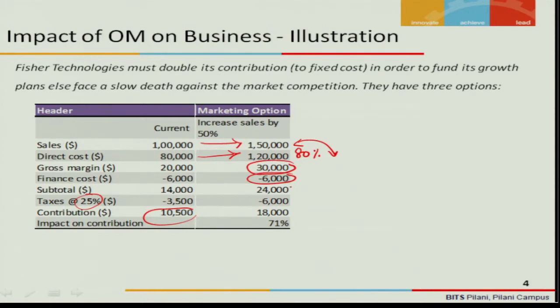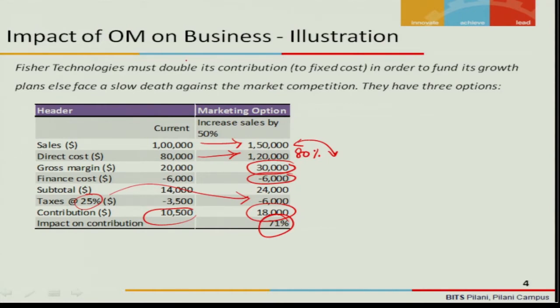The remainder is 24,000, from which 25% has to be paid as the tax, which is 6,000. How did we get the 6,000? 25% of 24,000 is 6,000, and the remainder is the contribution. So if the marketing head, as per his commitment, is able to increase the sales by 50%, which is quite difficult, particularly in an environment where the competition is quite stiff, then the contribution increases by 71%.